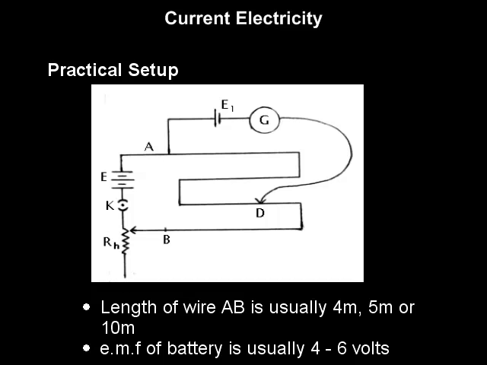A battery of large EMF E, typically of voltage 4 to 6 volt, is connected between A and B with a plug key K and rheostat RH in series. A cell whose EMF is to be compared is connected as shown in the figure, with its positive electrode connected to A and negative electrode connected to a jockey through a center zero galvanometer. In order to measure or compare the EMFs, the following procedure is adopted.